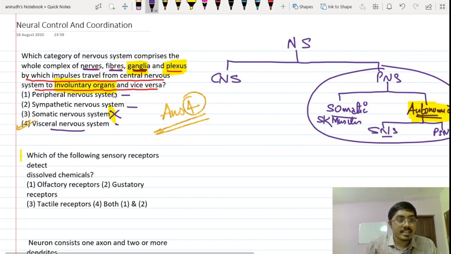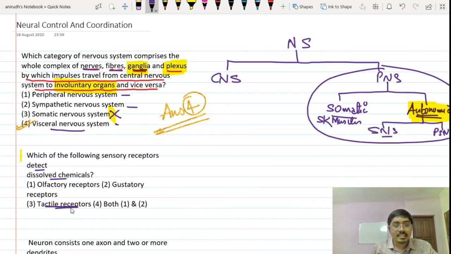In the next question they ask, which of the following sensory receptors detect dissolved chemicals? See, tactile receptors are touch receptors. Touch is a mechanical experience. Like I am touching here, I know that I am touching. So these touch receptors are very much mechanical in nature.